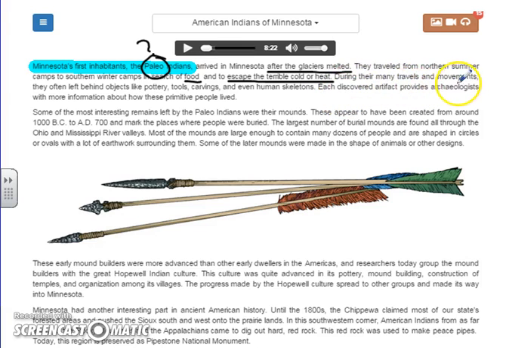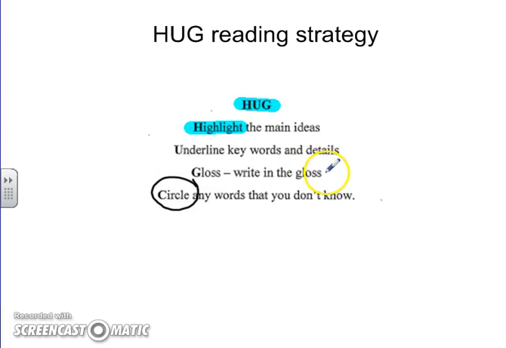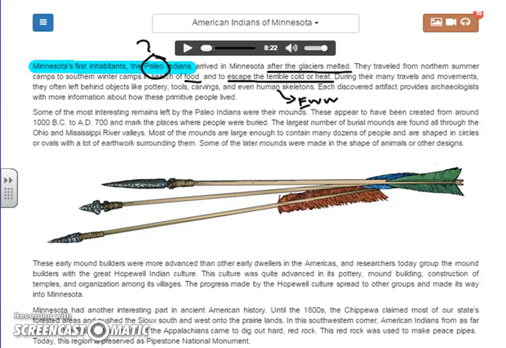During their many travels and movements, they often left behind objects like pottery, tools, carvings, and even human skeletons. Ew, this is called writing in the gloss. You can write comments. I'm going to put the comment ew here because that might be kind of gross to some people. This is writing in the gloss. You can draw pictures sometimes if you want to draw a person, or if you want to write a question, like why did they do that? That's writing in the gloss.